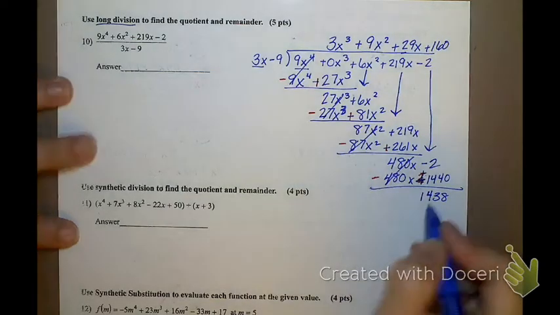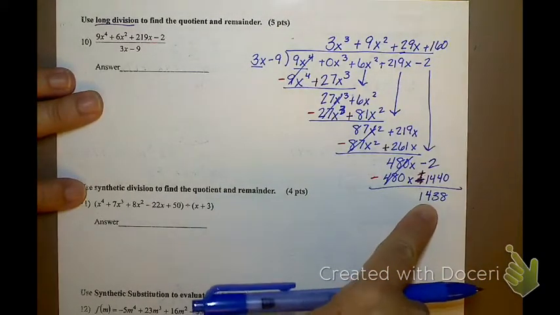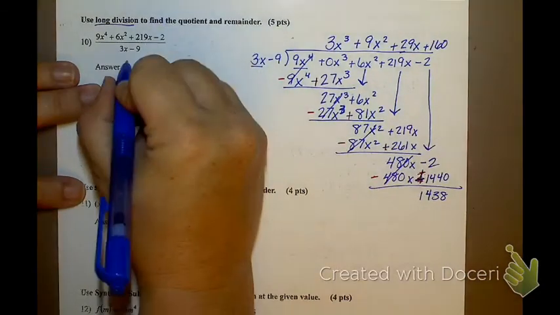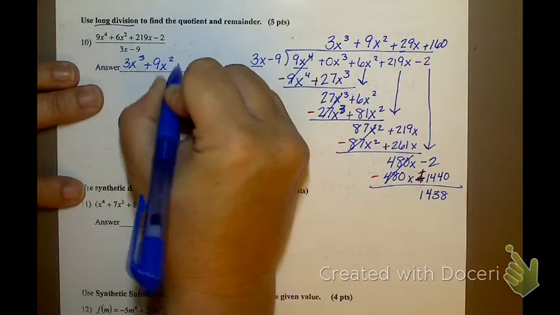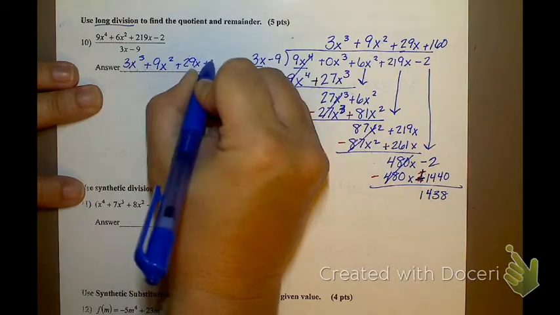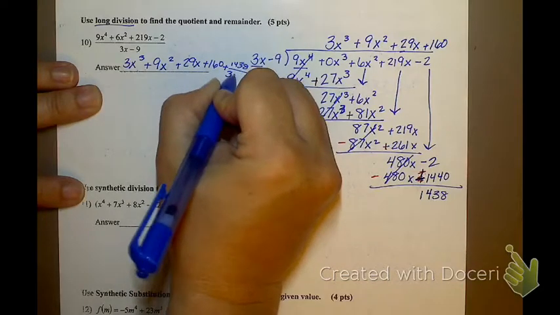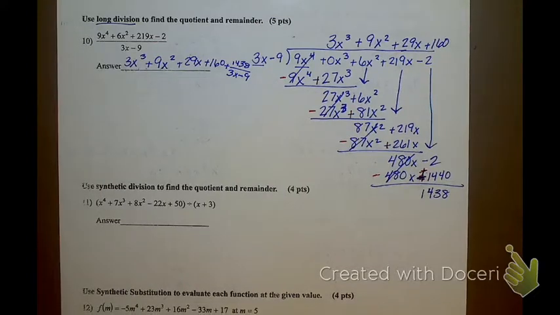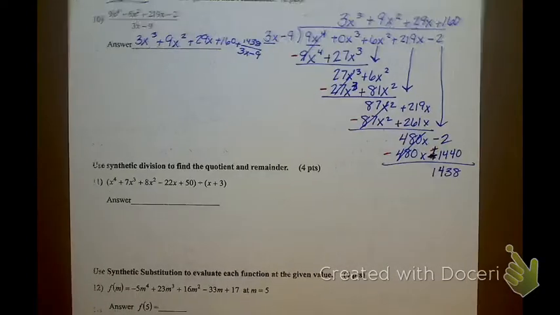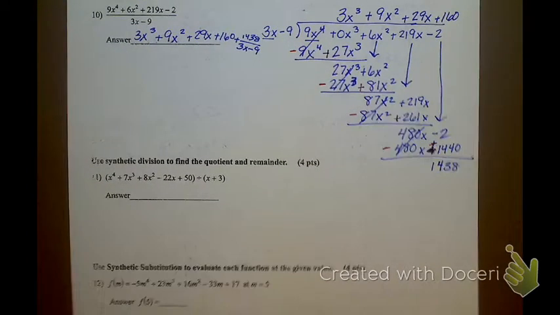So that's my remainder. So my answer is 3x to the third plus 9x squared plus 29x plus 160 plus 1438 over 3x minus 9. Questions? Okay, one long division problem shouldn't be that ridiculous for the test, right? It's the one problem that's going to take you longer than 2 minutes, right?